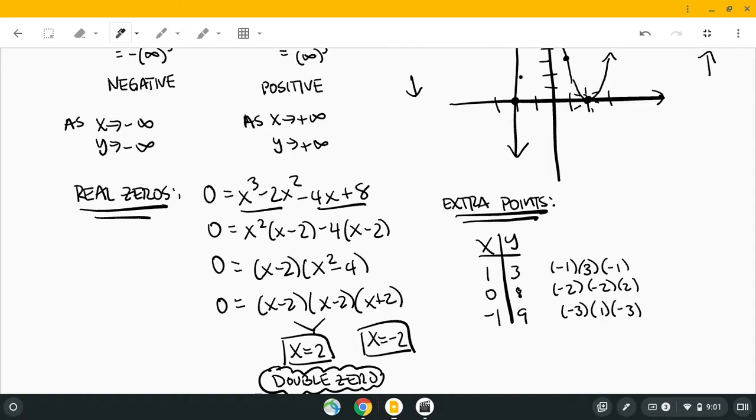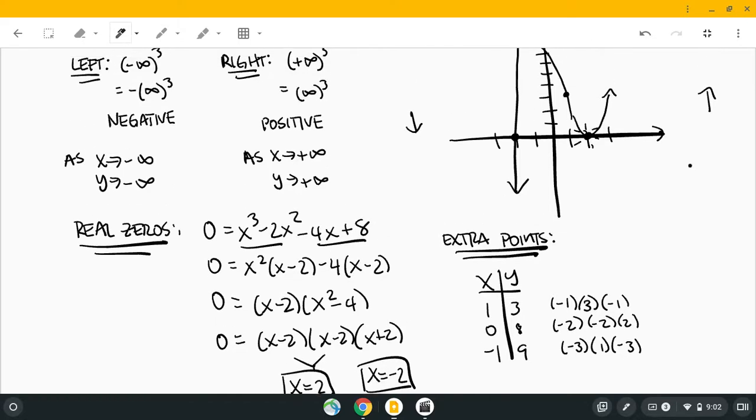Some people will force this because they don't understand that this is a turning point, and they end up crossing through it. They're like, oh, I got to end up going upward. So then they'll force their graph to cross the x-axis at some unknown location that is not a zero. If it's not part of your list, you shouldn't be crossing. Okay, so that's how you get this graph.